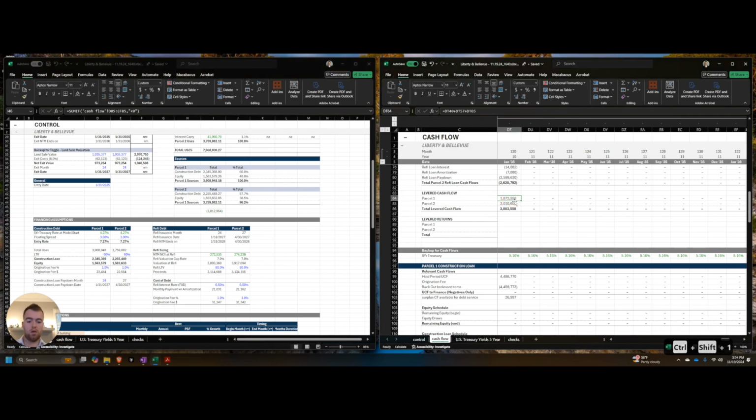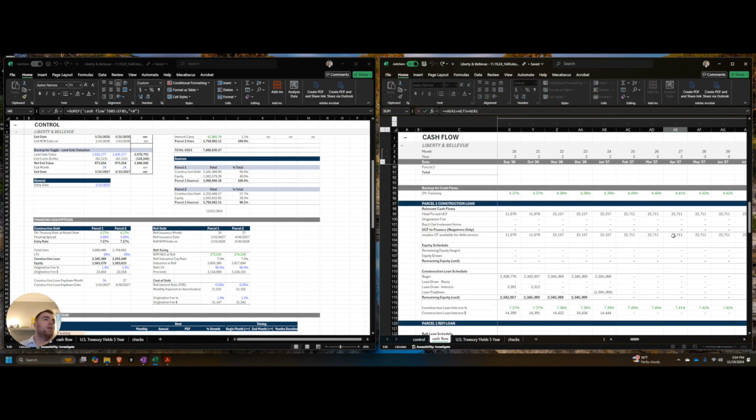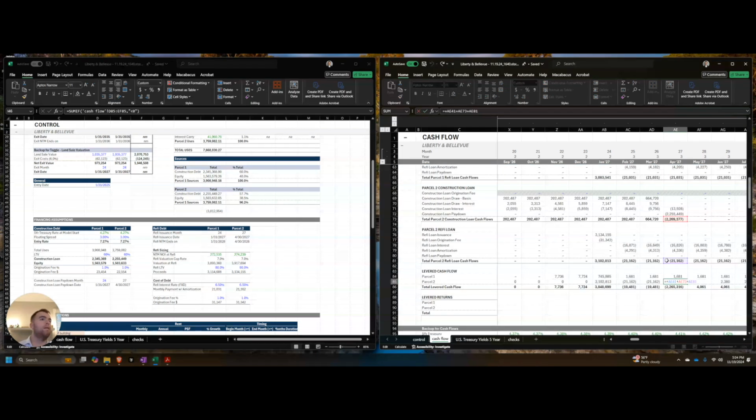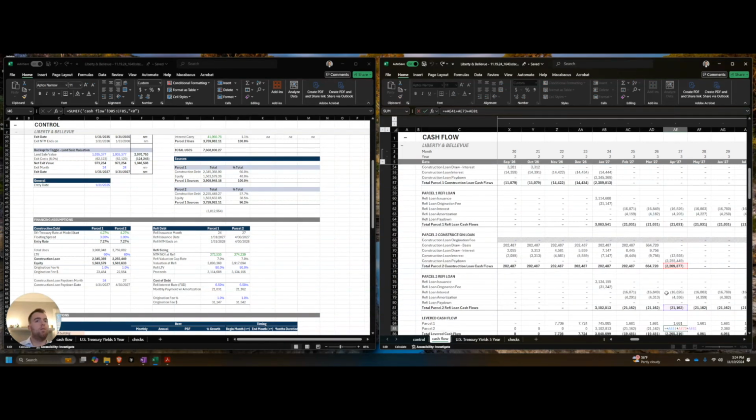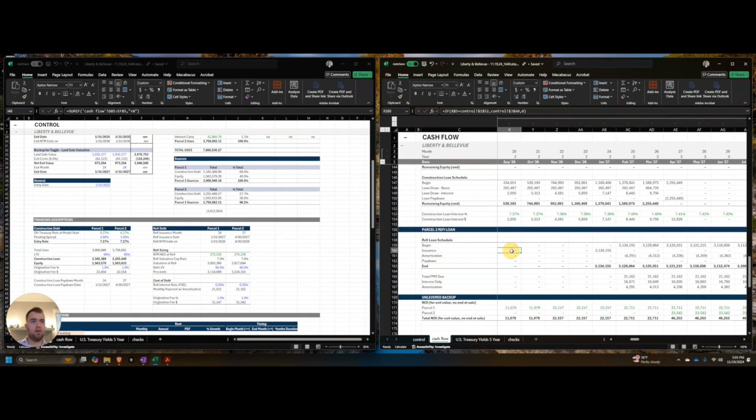$85. Really? What's that? Now something's broken because my refi loan is not issuing. My refi loan is issuing on the wrong date, so I clearly messed that one up. Refi loan issuance date.